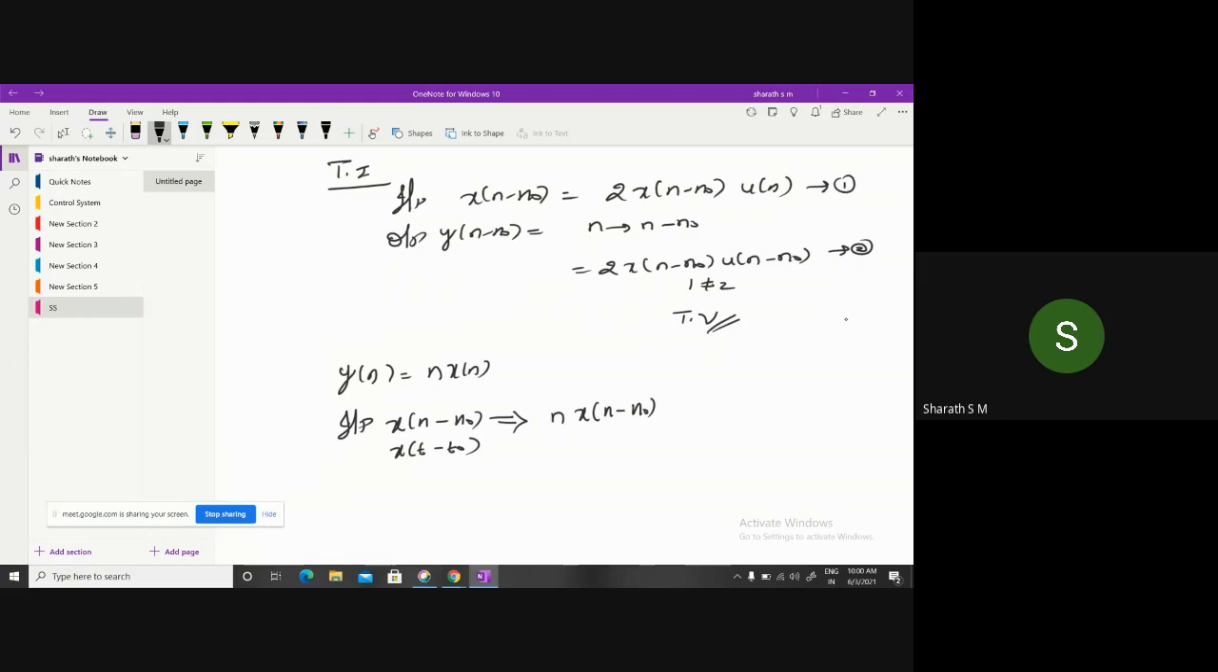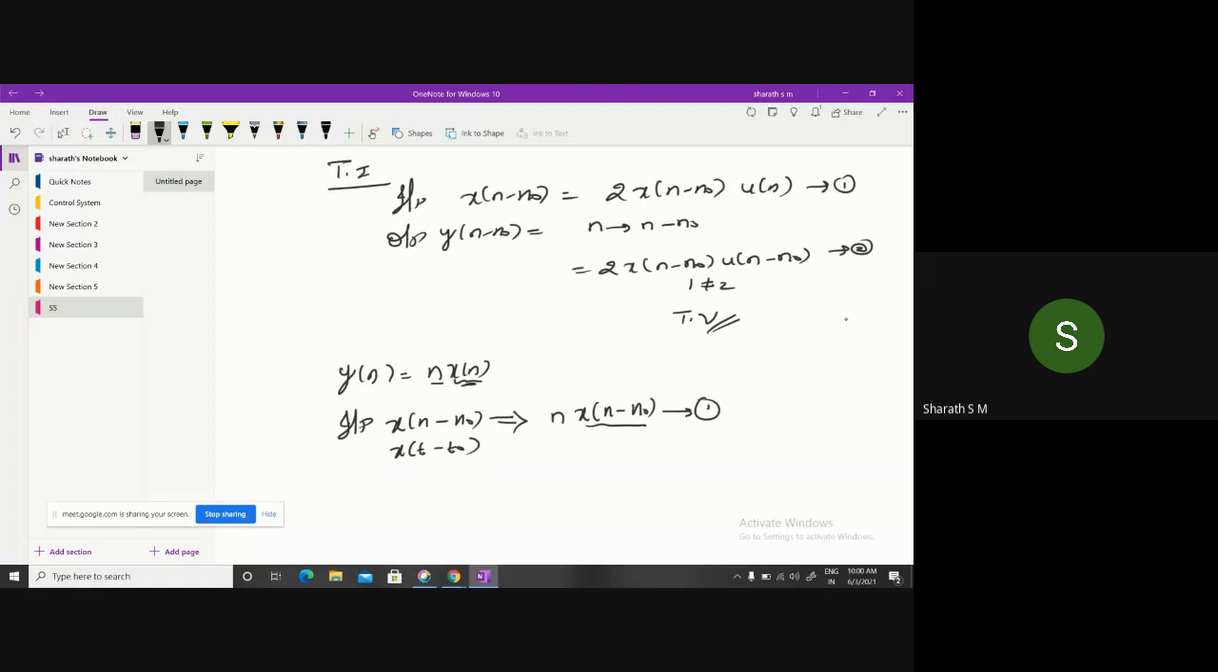Here the input is x of n. It is not n. n is just a constant term here. So x of n is acting as the input. We need to perform the shifting operation only for the input side. So the input side is x of n minus n naught. So this is the first step. We need to write it down only for the input side.